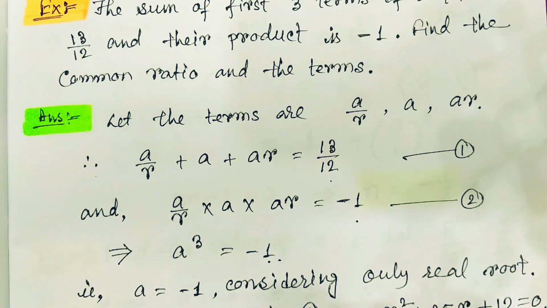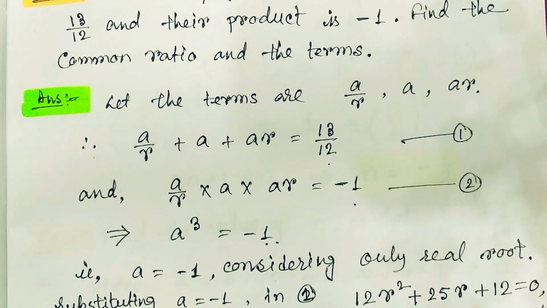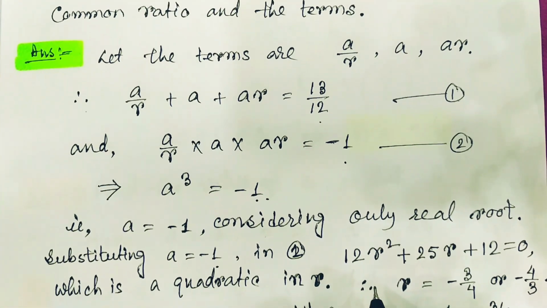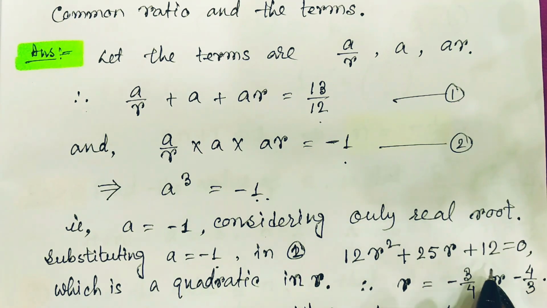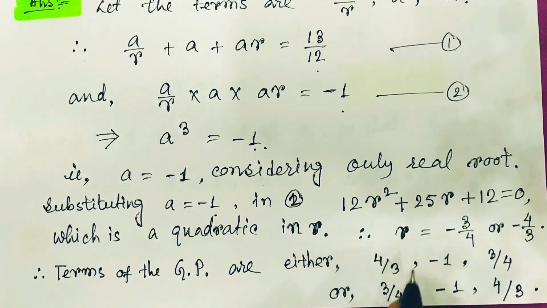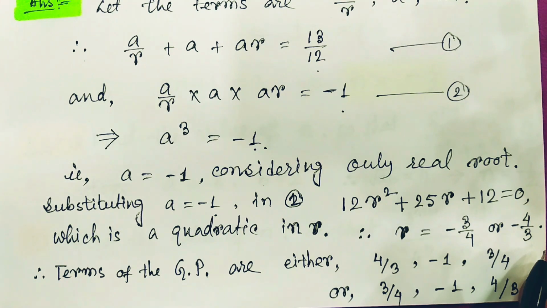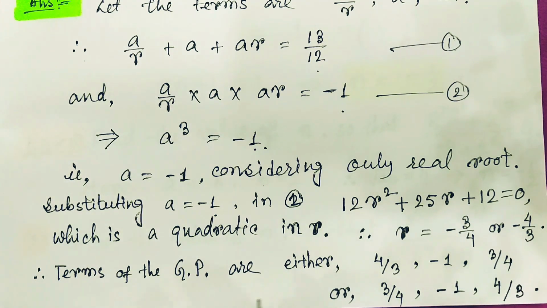If we substitute this in equation number 1 and simplify, we will find a quadratic equation in r, which is 12r square plus 25r plus 12 is equal to 0. Now if we solve this, we will find the r values are minus 3 by 4 or minus 4 by 3. So now the terms of the GP depend upon this r value.